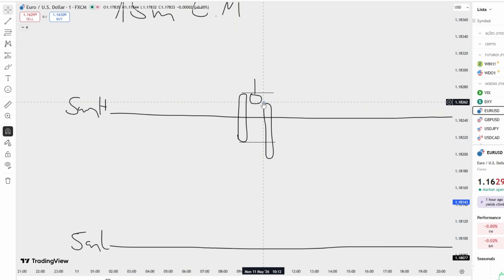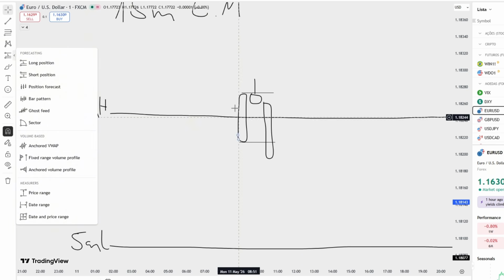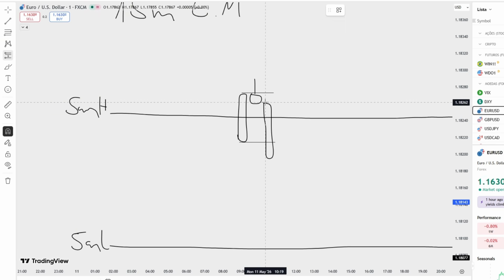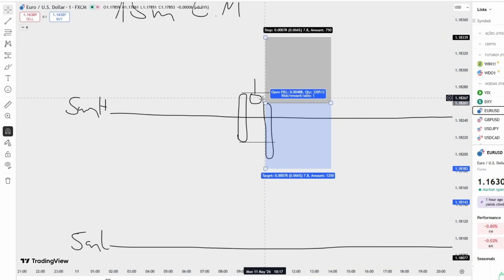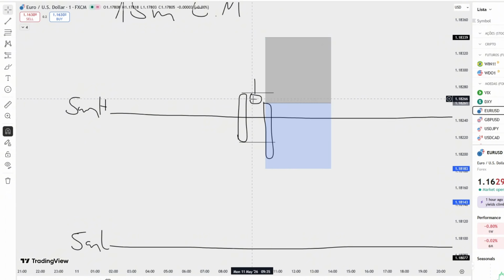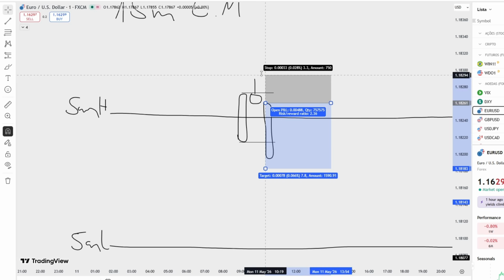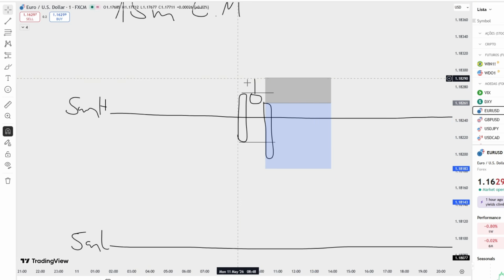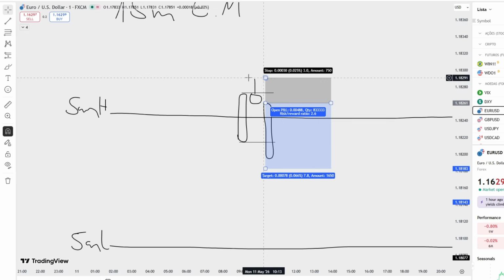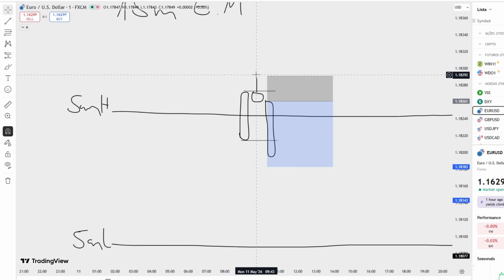Your entry is going to be on this third candle right here. In this case, it's going to be a short. So you're going to short here at the opening of the third candle, since the second candle closed inside of the range. Your stop is going to be right above this candle, so a few pips above here.